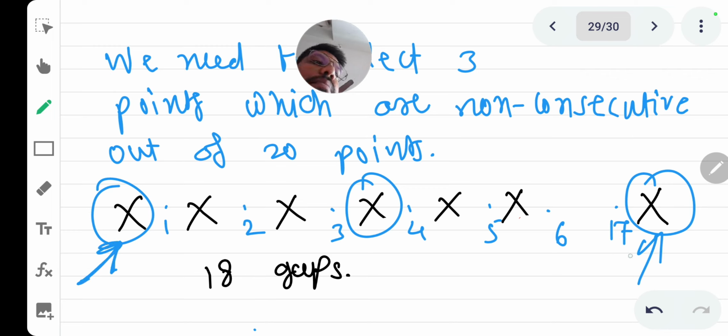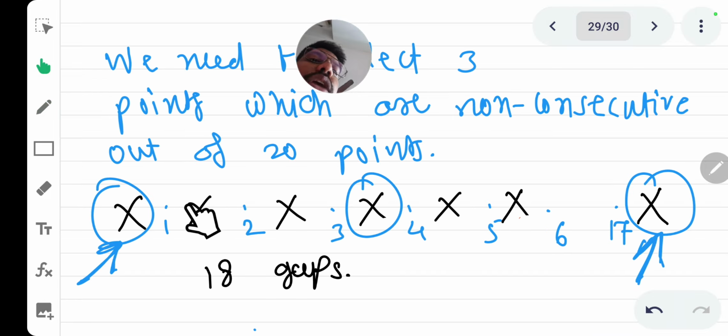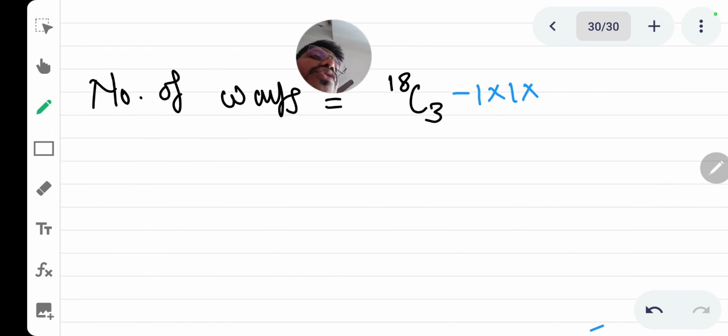So the leftmost gap can be selected only in one way, and the rightmost gap can be selected only in one way. So I will have to write down -1 into 1. But in total we were selecting 3 gaps. Now the third gap is to be selected. The third gap can be selected from the remaining gaps. So there were total 18 gaps and these 2 gaps are gone. Remaining gaps are how much? 16 gaps. Out of those 16 gaps you have to select one.